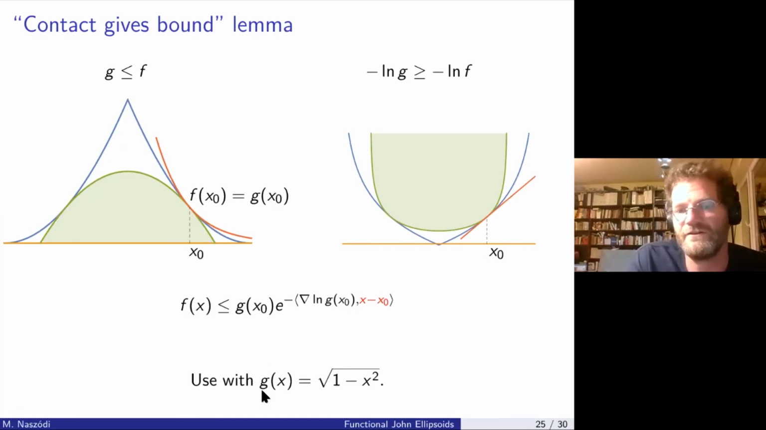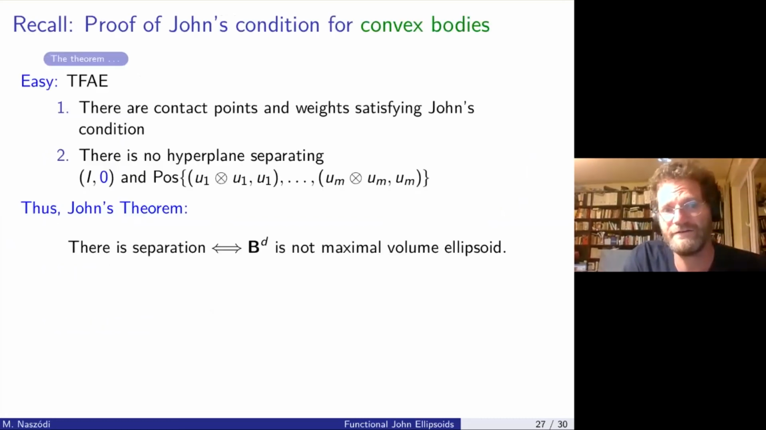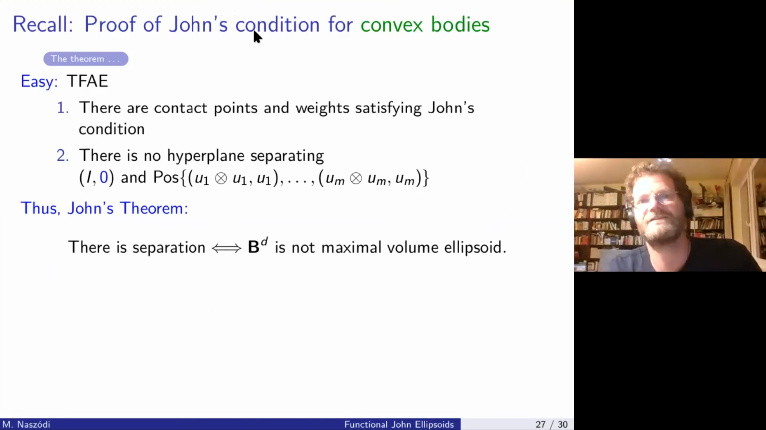And you use it with g being the ellipsoid. And so now, using this, let me just give the sketch of the proof of two of our sexiest results, or sexy results, at least easier to show results. One is the John condition.